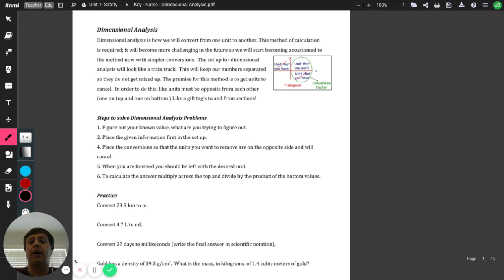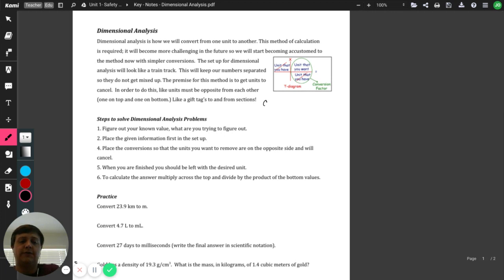All right. So what is dimensional analysis? Dimensional analysis is basically a tool that we use in chemistry, and it's also used in things like physics to convert from one thing to another. It's one of the best tools that have ever been created for doing this. Why? Because it takes that entire conversion and breaks it apart into little bitty pieces. Those little bitty pieces are what we call conversion factors.